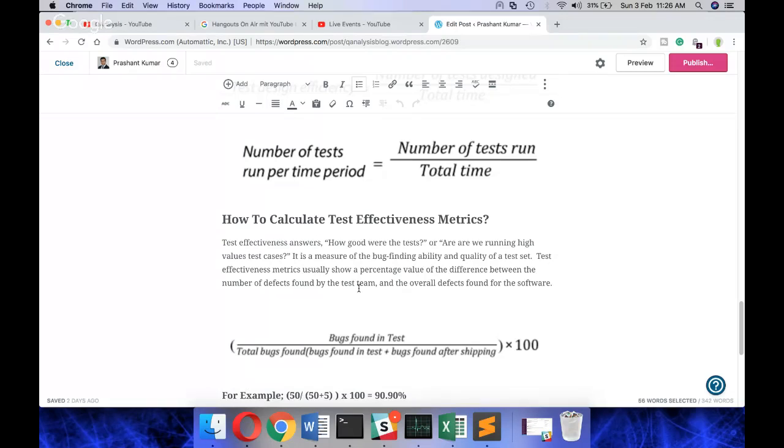For example, there were 50 bugs identified by the testing team, and 5 bugs were identified in production. So 50 by 55 into 100 gives you 90.90%. This is your test effectiveness. A testing team or software development team should always focus on increasing their test effectiveness towards 100%. That should be their primary goal. This is a very important metric. Friends, always keep in mind that your test effectiveness should be highest, and should always move towards 100%.